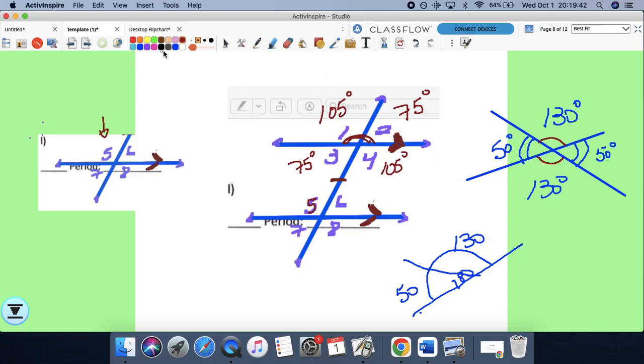Now I have all the parts that I need, knowing that angle 5, 6, 7, 8 is an exact replica of 1, 2, 3, and 4. I can just come here to 5 and say, yeah, you are 105. Angle 8, you're 105 as well. And angle 6, you're 75. And angle 7, you're 75. The exact replica on the top.